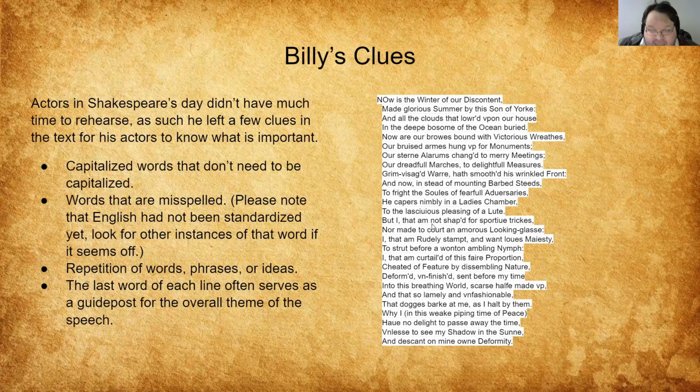So we see it again down here. "But I, that am not shaped for sportive tricks, nor made to court an amorous looking lass, I, that am rudely stamped and want love's majesty to strut before a wanton ambling nymph." It's "I." It is that list, it is building, it is repeating, it is building.